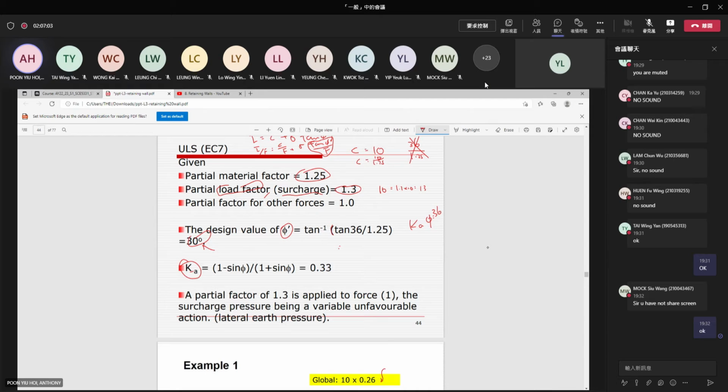So in this case, the design value of the friction angle then will become 30. So we have to use this 30 to calculate the new Ka. So if there's a Kp, we also need to use that to calculate the new Kp. So this is the idea.